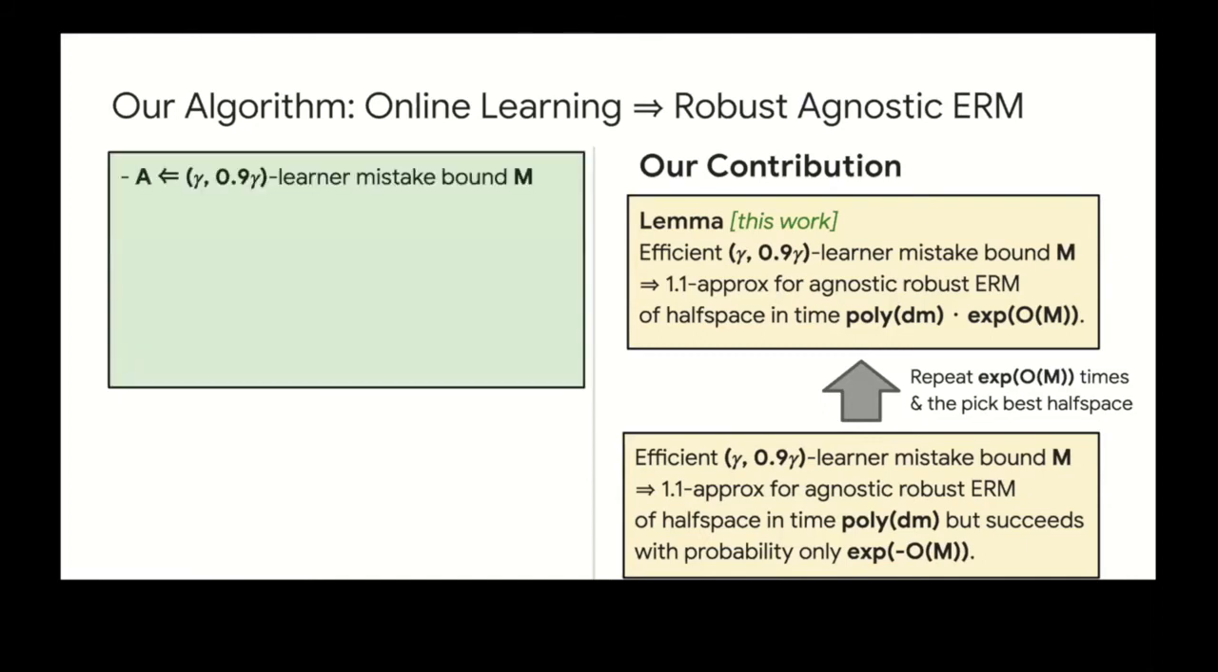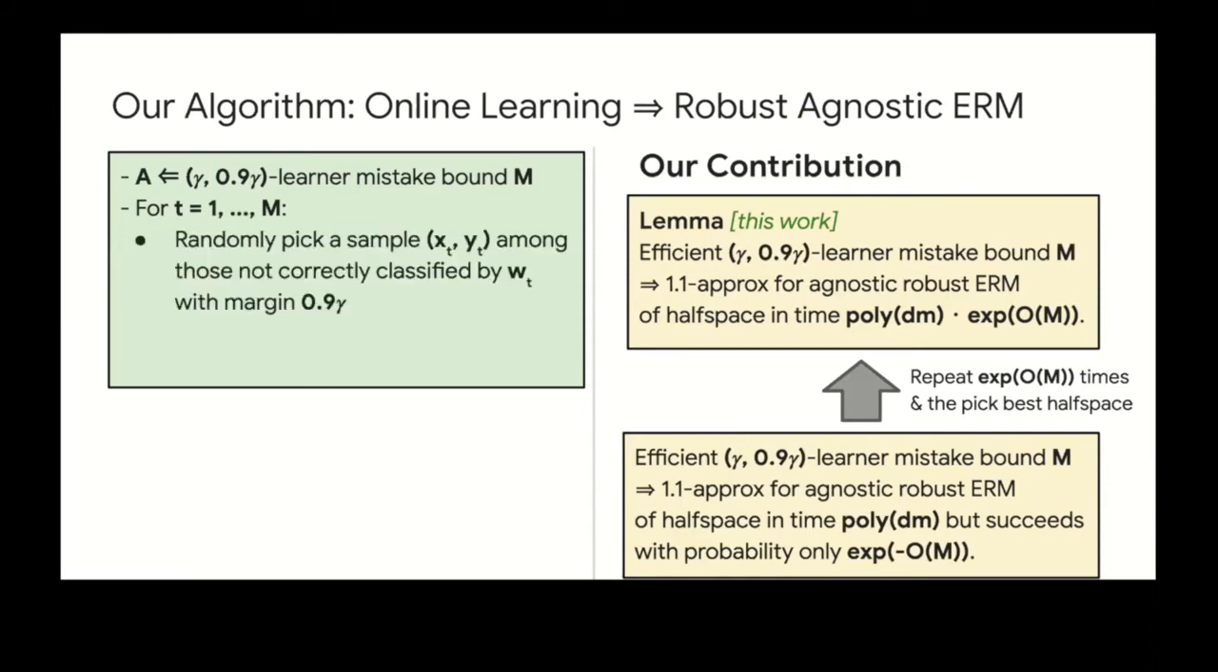Let A be our 0.9 gamma learner with mistake bound M. We will run the following for M rounds. For each round, we randomly pick a sample xt, yt among the samples which are not correctly classified by WT with the desired margin 0.9 gamma. And then we just feed this xt, yt to A, and A will update the hypothesis from WT to WT plus 1. And at the end, we will output the best half space WT that we have considered so far in our algorithm.